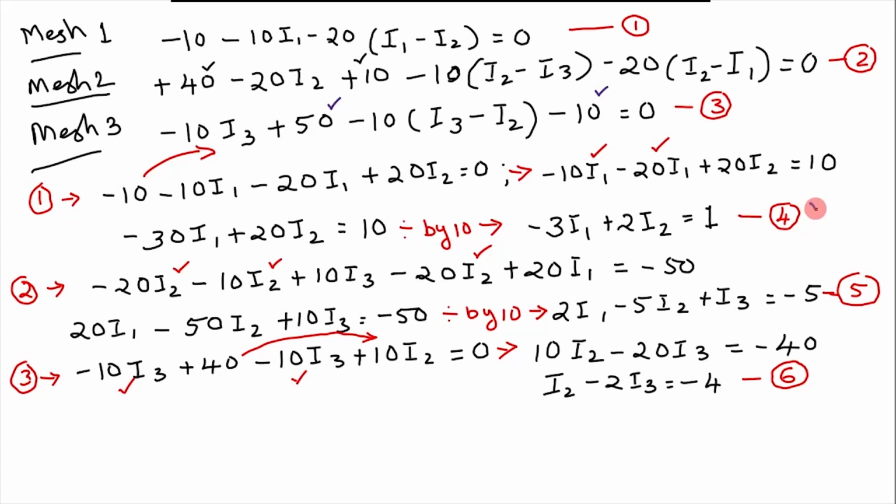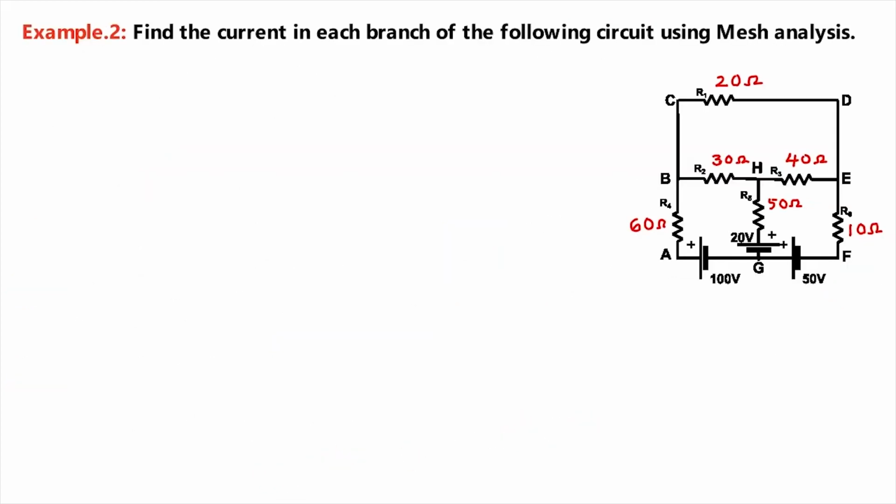Simplifying equations 4, 5 and 6, we will get I1 is equal to 1 ampere, I2 is equal to 2 ampere and I3 is equal to 3 ampere. In this example, we are asked to find the current in each branch of the circuit using mesh analysis. We know that this is a planar network, so we can apply mesh analysis.